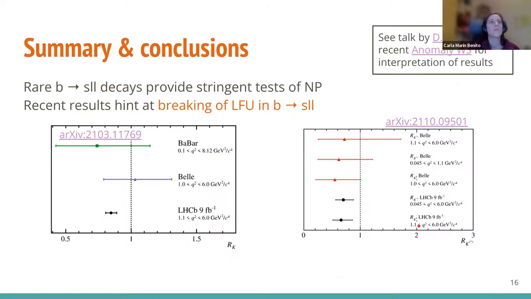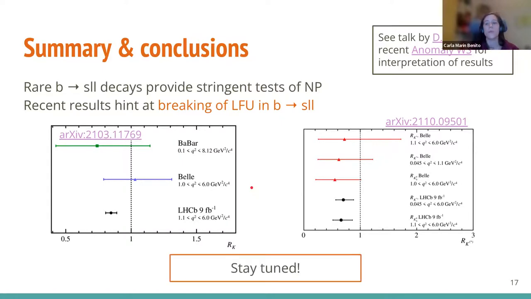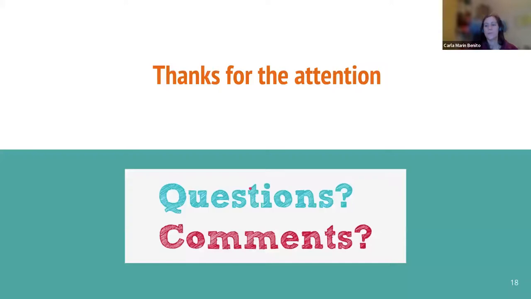So this brings me to my summary. I hope I've convinced you that rare b to s l l decays provide a stringent test of new physics. And we have some very interesting results hinting at the breaking of lepton flavor universality in these b to s l l decays, in the RK and RK* decays in particular. But stay tuned, because we will have even more results soon. Thank you very much.